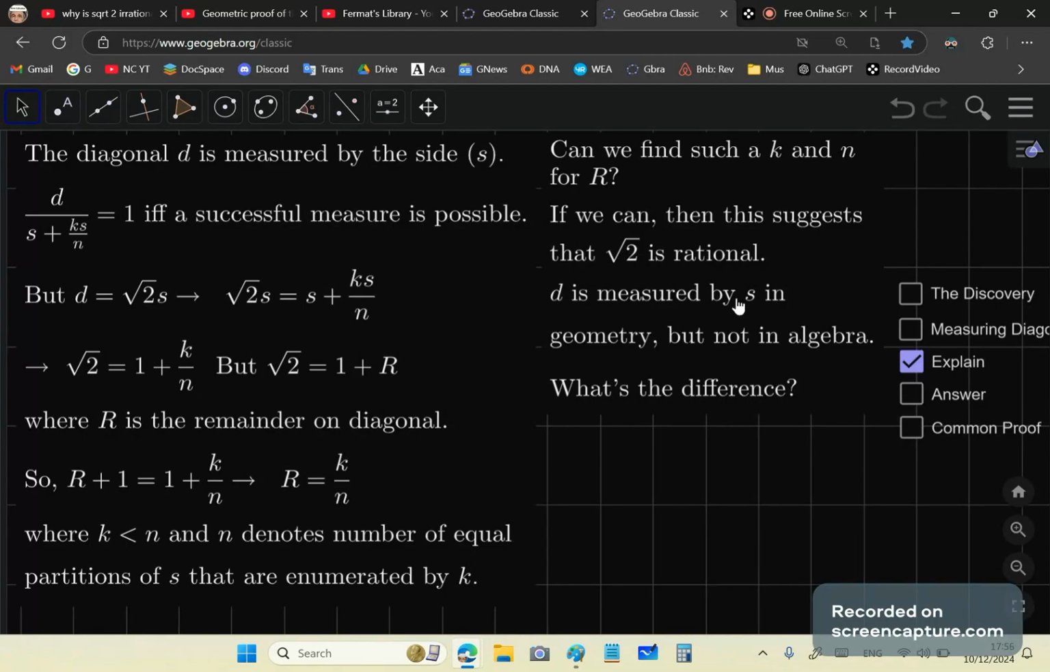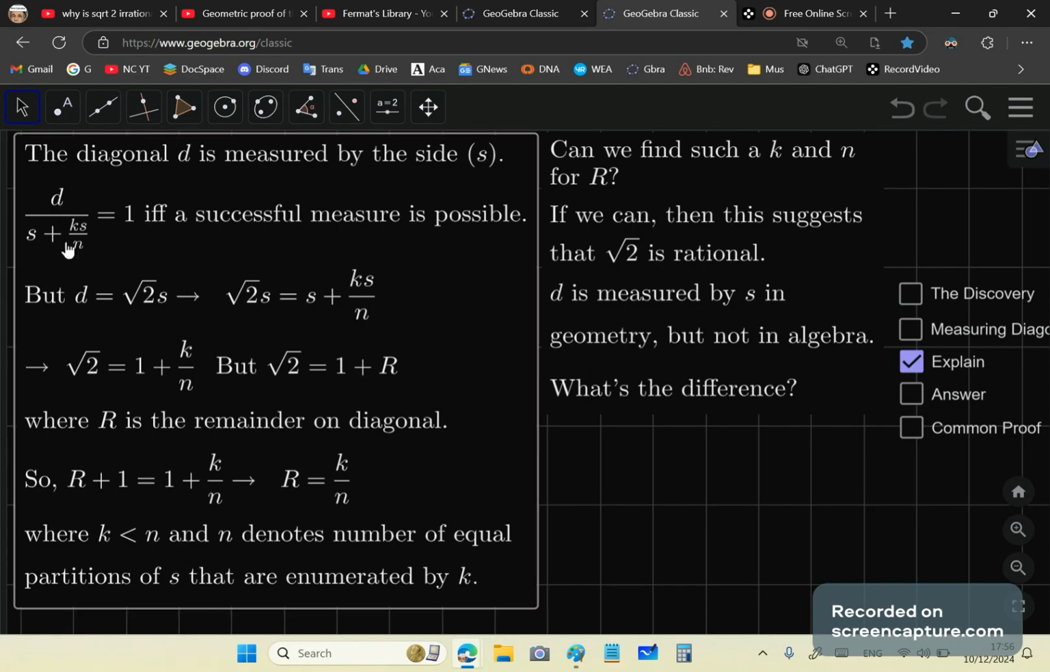And if we can, this would suggest that square root 2 is rational. But it's not rational, as we know, because we can prove this in algebra. D is measured by S in geometry, but it's not the case in algebra, okay? That's the problem, you see. Here, you're saying D is measured by the algebraic unit, not by S as a physical unit, okay? So the difference is this.